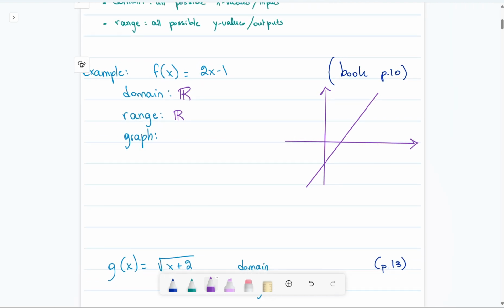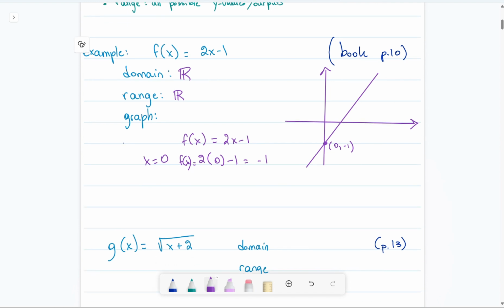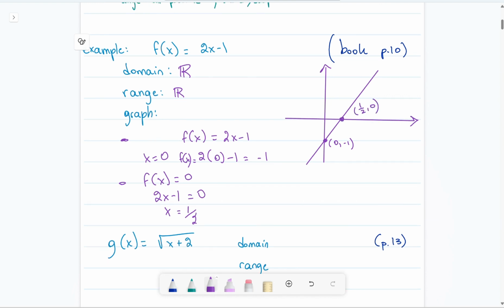Now, in order to get better at graphing, or if you're not able to graph this quickly, keep in mind that our function is f of x equals 2x minus 1. You can plug in the point x equals 0. When you do so, you get f of x equals 2 times 0 minus 1, which is minus 1. So this point here is (0, -1). Now, let's solve f of x equals 0, so 2x minus 1 equals 0. So x is equal to 1 over 2. So this point here is (1/2, 0).